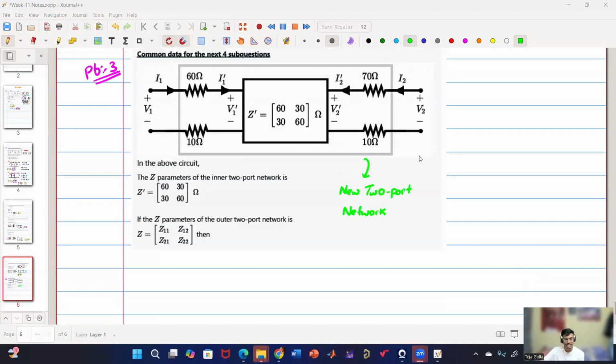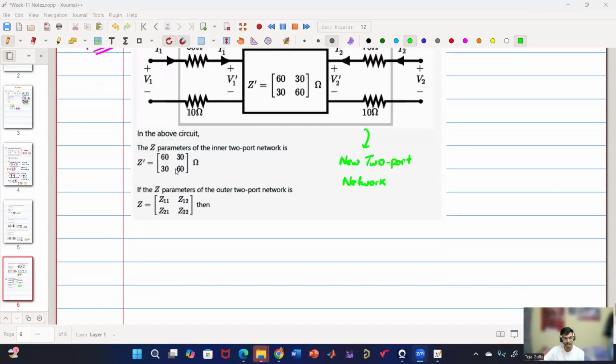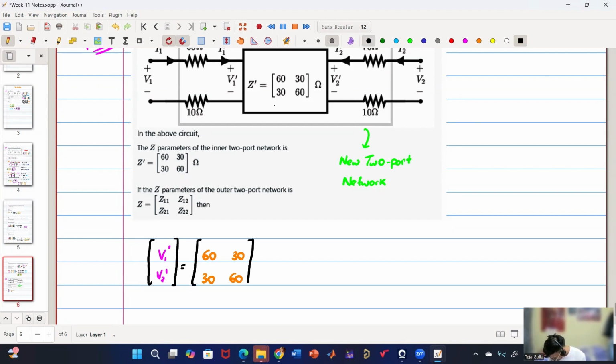Okay, so first let us start with what we have. So let us start with Z dash. Z dash is a relationship between V1 dash as well as V2 dash, and they have given 60, 30, 30, 60, with I1 dash and I2 dash. Yes, very good.